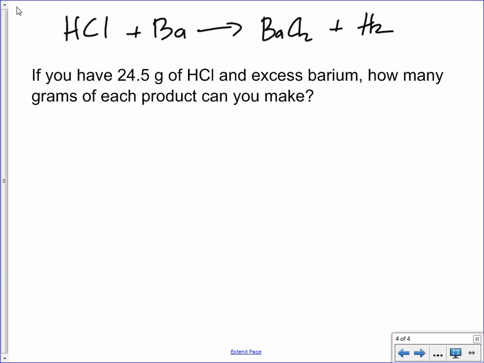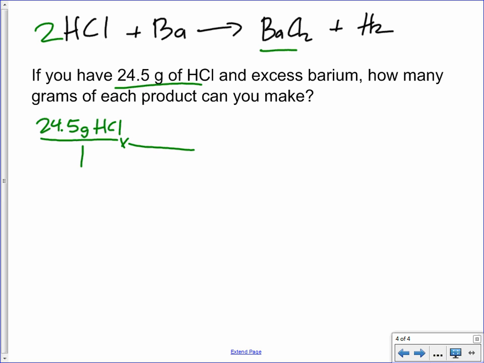All right, I'm going to go through this a little bit quicker to save time. So we've got 24.5 grams of hydrochloric acid, so we know we can start with that. All right, it says each product, so I'll just pick one. Let's do barium chloride first. All right, let's balance the equation. So now we're good there. So we're going to convert to grams of barium chloride. So again, it'll be a 3-step process. Grams to moles to moles to grams.